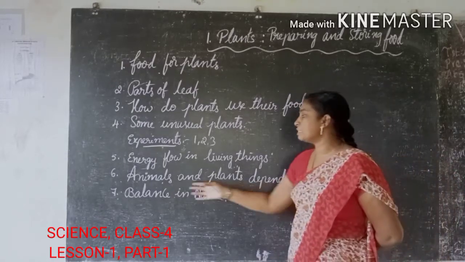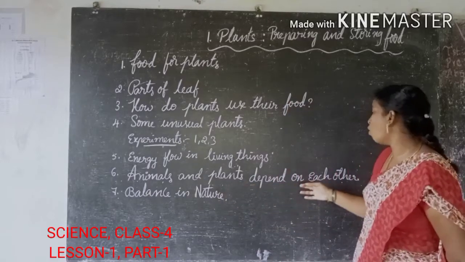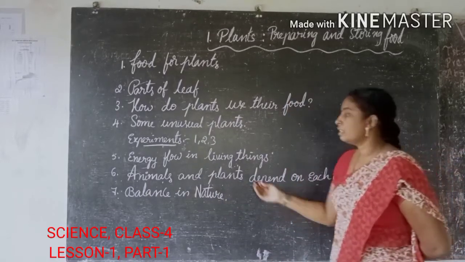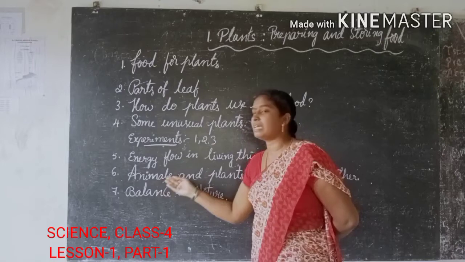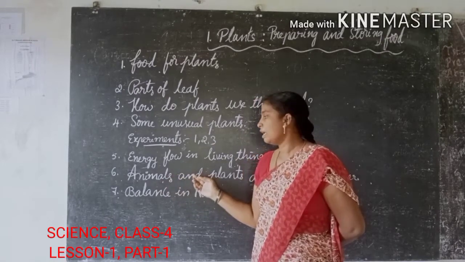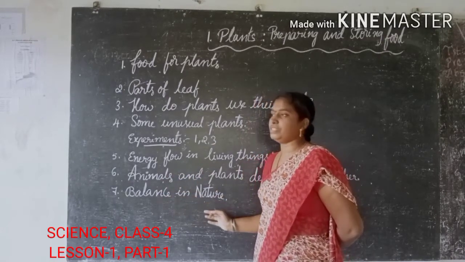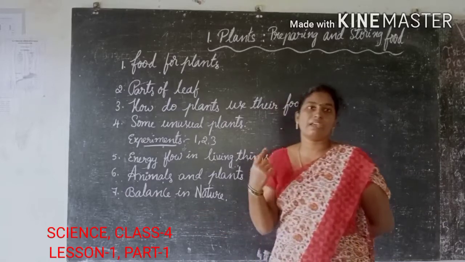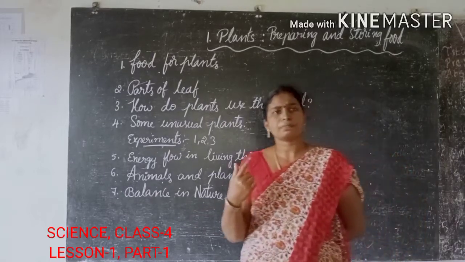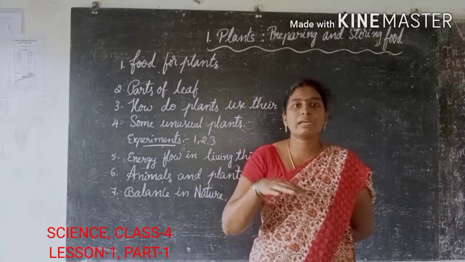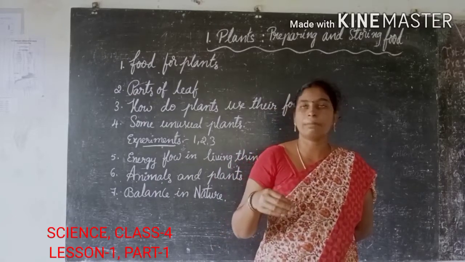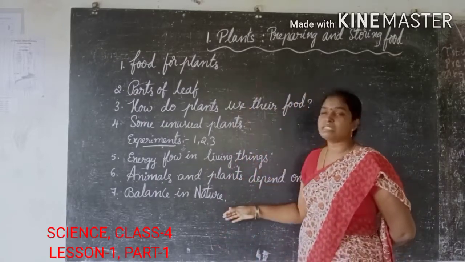And the next topic is that animals and plants depend on each other. That means plants and animals survive because of each other. And the next is balance in nature. In nature we have different types of things, so how they are balanced we can learn. One by one, we will briefly learn these subtopics.